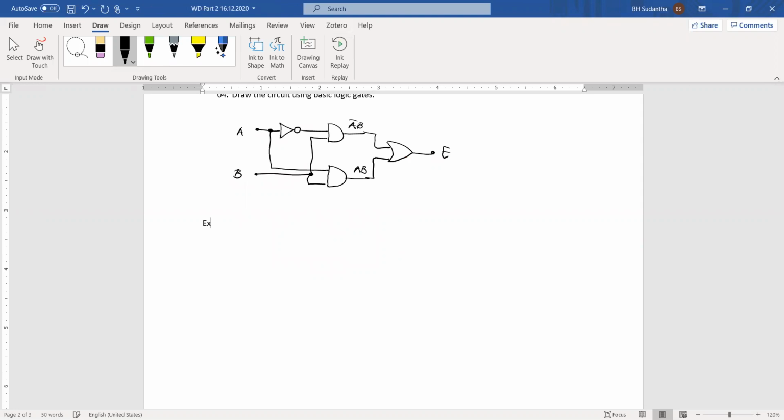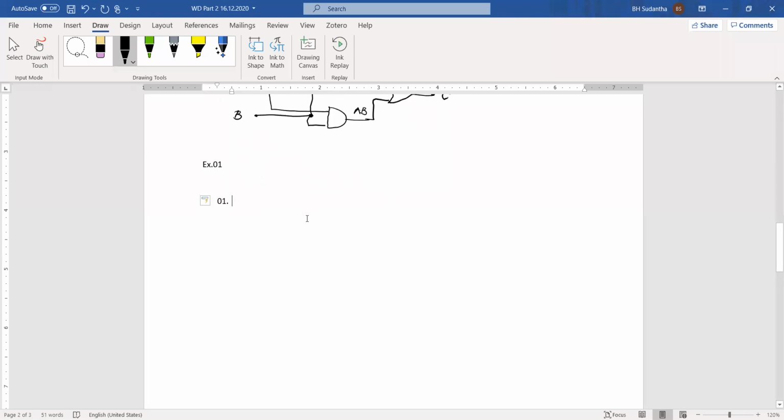Shall we try this problem? Then the first thing we have to identify is the first step. You can identify the number of inputs and outputs. Then with that you can draw a block diagram.